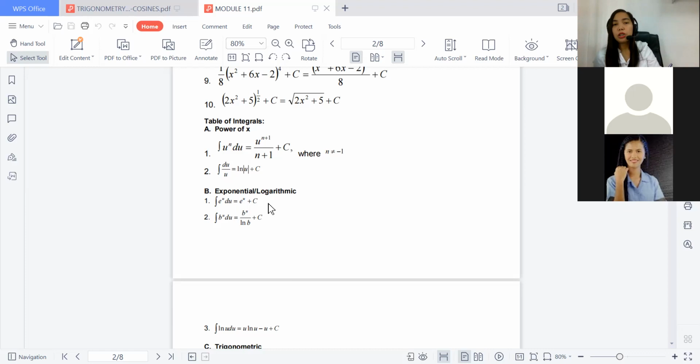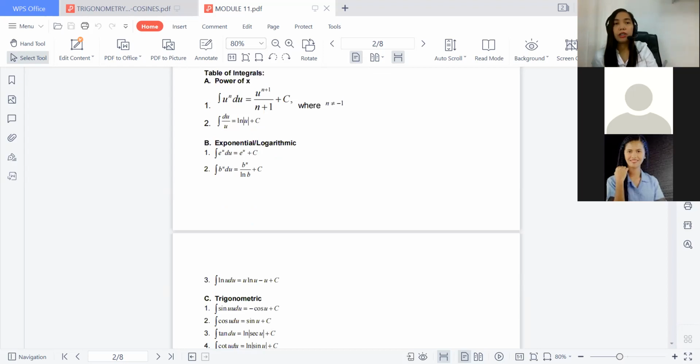For exponential or logarithmic, the first one, we know that the derivative of e to the u is e to the u du. So therefore, the integral of e to the u du is e to the u plus c. And number two, the integral of b to the u du is equal to b raised to u over ln b plus c. This is for exponential where your base is not e, because if your base is e, that is natural exponential. So that's number 2. And number 3, we have the integral of ln u du is u ln u minus u plus c.